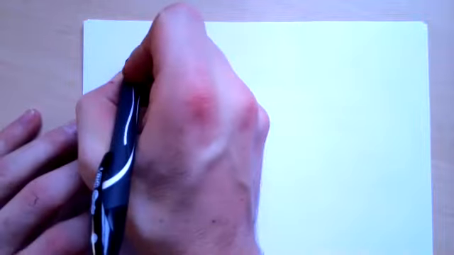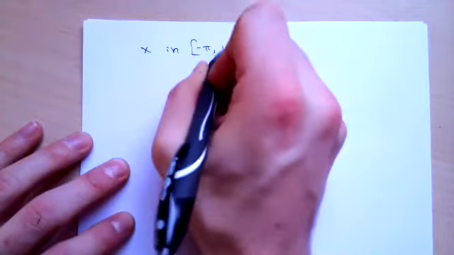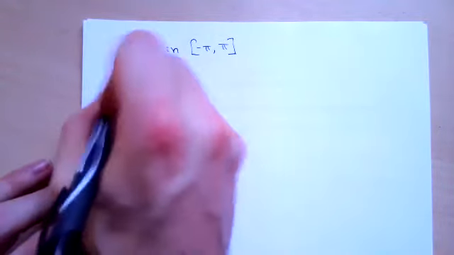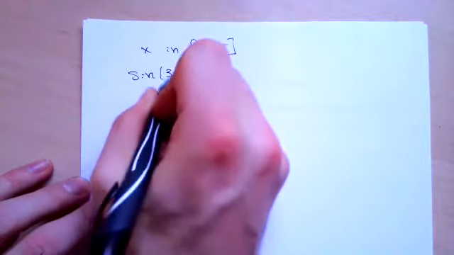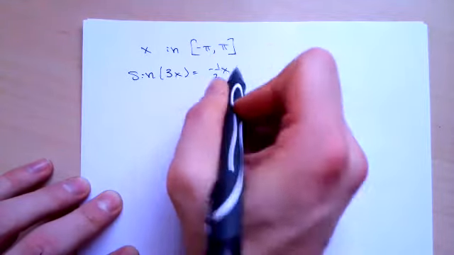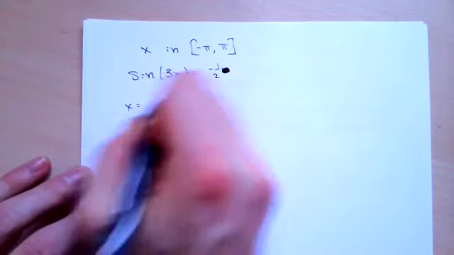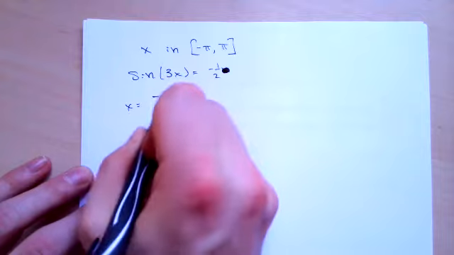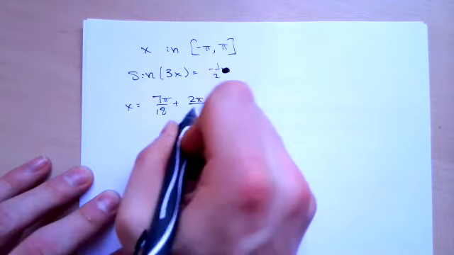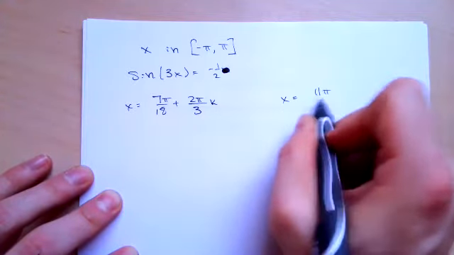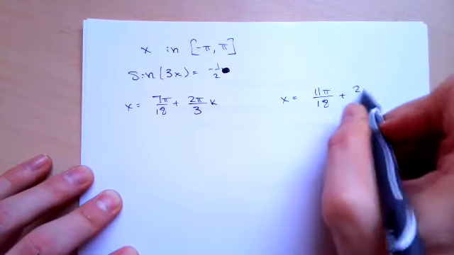So let's go ahead and write down our solution, or at least our information, x in minus pi to pi. And the solution we found, solving sine of 3x is minus 1/2, is x equals 7 pi over 18 plus 2 pi over 3k, and then x equals 11 pi over 18 plus 2 pi over 3k.